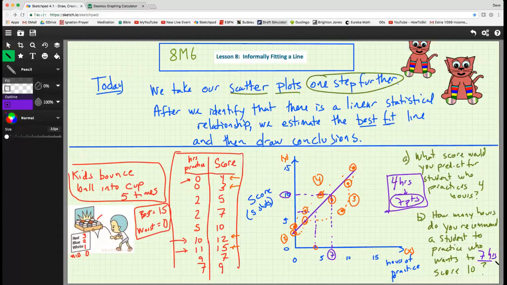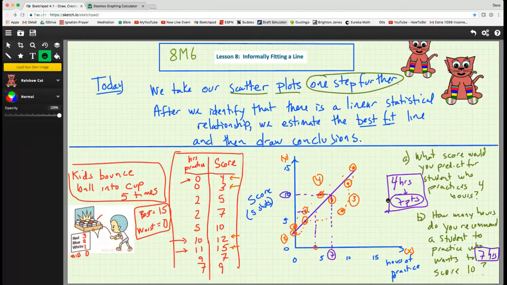We ran out of room. Okay, you see how that works? So what we're going to do on the next 2 examples is we're going to do the exact same thing, and we're going to test our model, test our data, see if there's a statistical relationship. If there is, we'll look and see if it's linear. Then we'll make a line, and then we're going to answer some questions.